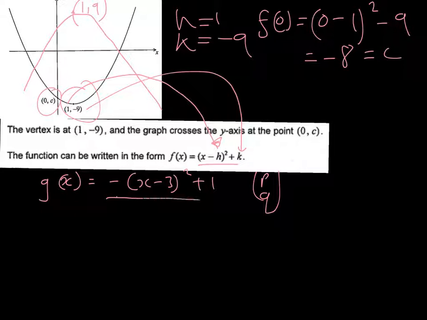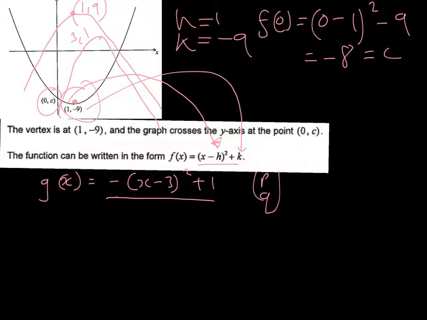Given the expression we have here, we can see that the vertex of g of x will be at (3, 1). So the vertex of g of x will be somewhere here at (3, 1). We are told that from the vertex of f of x, the graph is reflected in the x-axis. So that takes us up to here at the point (1, 9).